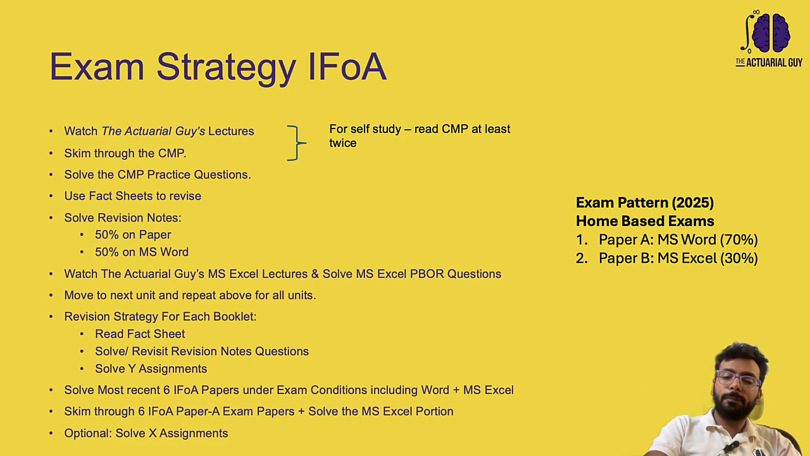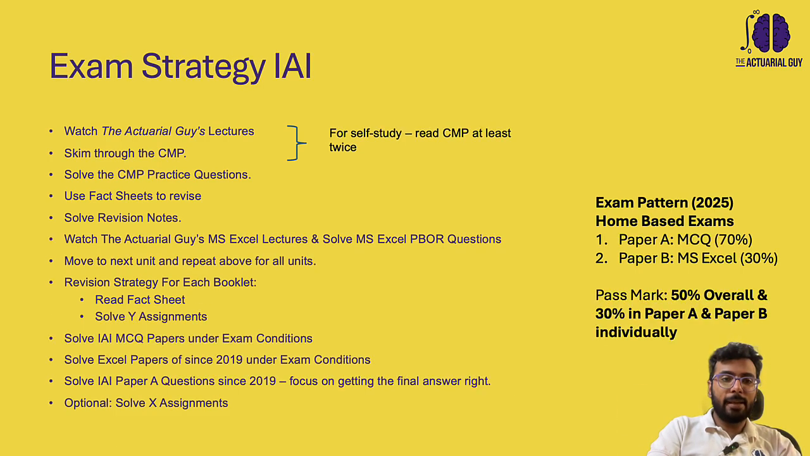Now let's move on to the IA exam prep strategy. The strategy is exactly the same, with a few changes, so I'll just talk about the changes. If you're prepping for IA, you're prepping effectively for an MCQ exam, with MS Excel getting even higher focus because you need individually 30% in both paper A and B. A lot of times people score the overall 50% but are not able to get 30% individually in paper A and B. To pass, you need both criteria satisfied: 50% overall and 30% in paper A and paper B.